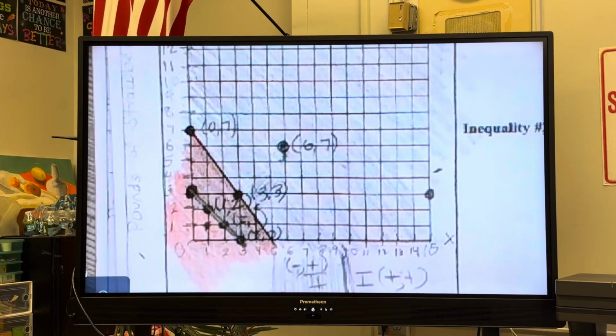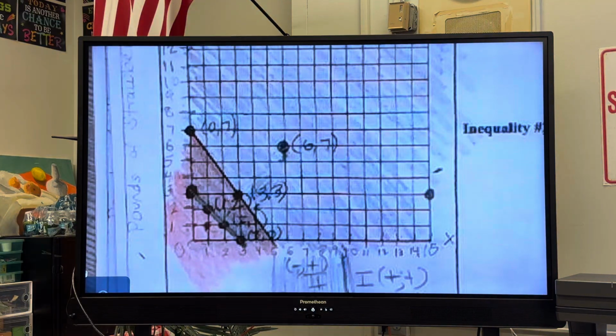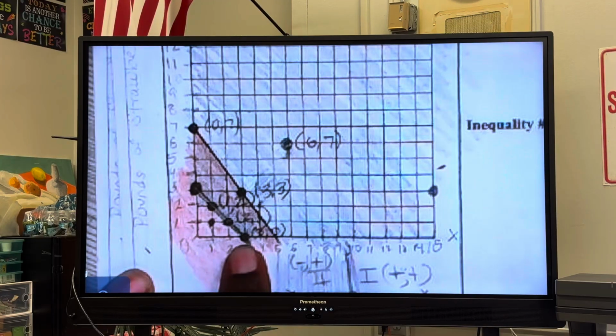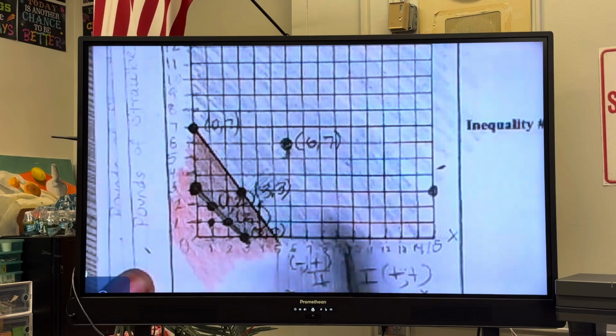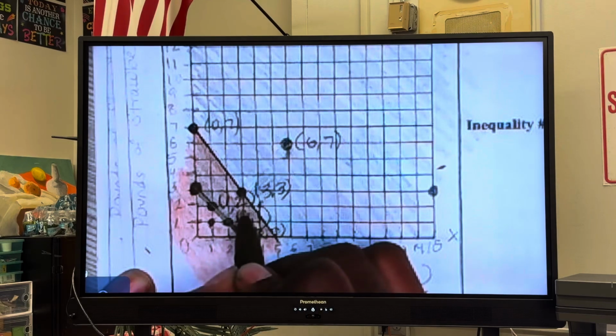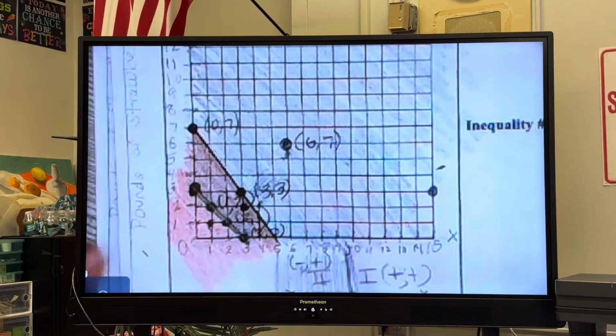All right. Now, I'm talking about the orange on mine, the shaded region for the second one. Give me a point that is in the shaded region. Any point in the orange. 3, 2. Right 3, up 2. So let's look. Right 3, up 2. Is 3, 2 in the shaded region? Yes? Yes, let's test it.